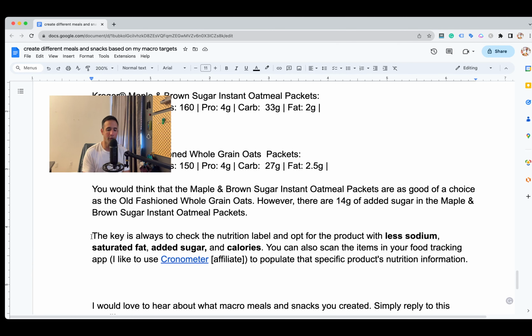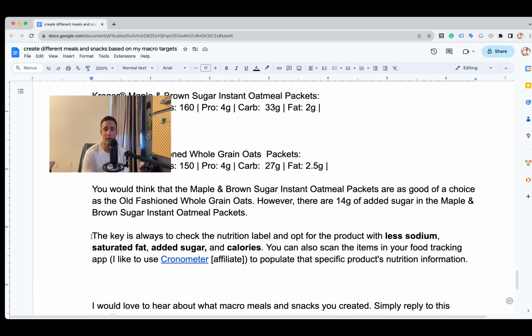So, you have two packages in your hands. You're looking at them, and you're like, I don't know which one to choose. This one looks tastier, but this one has whatever. Check: does the product have less sodium compared to the other? Does it have less saturated fat? Does it have less added sugar? And are the calories lower? If your answer is yes, then that's probably a good product to go with. And if not, you probably can still get it and make it fit your macros.